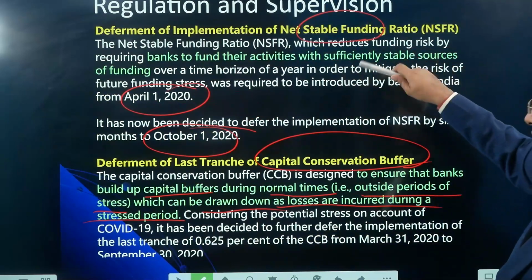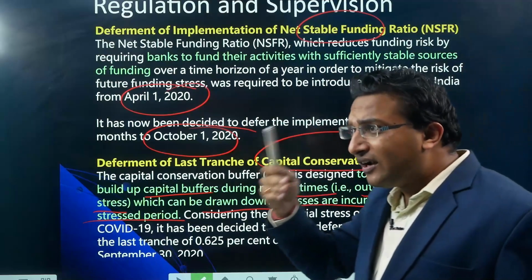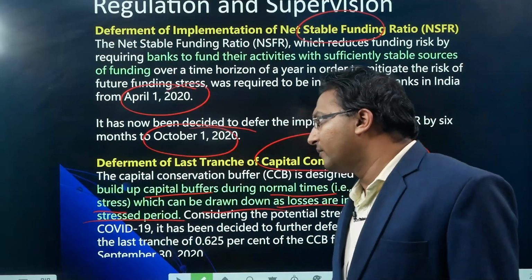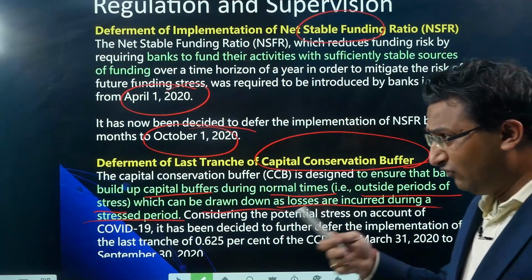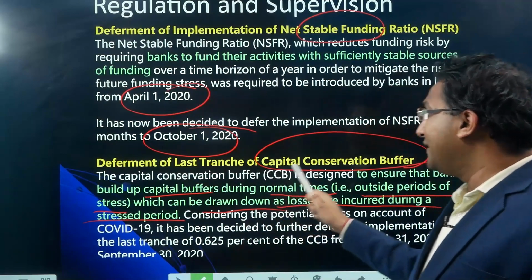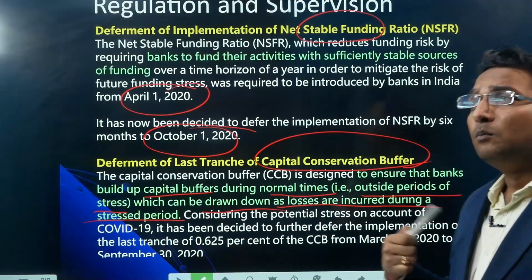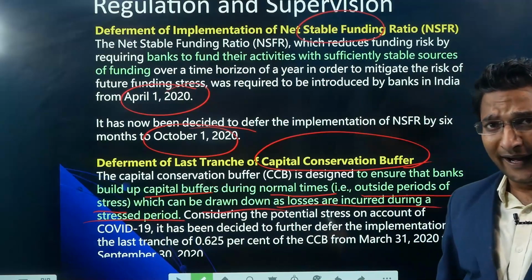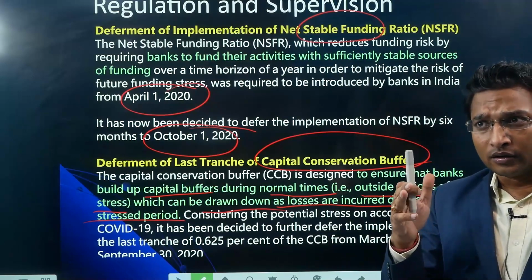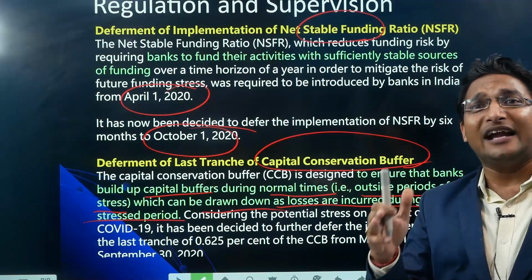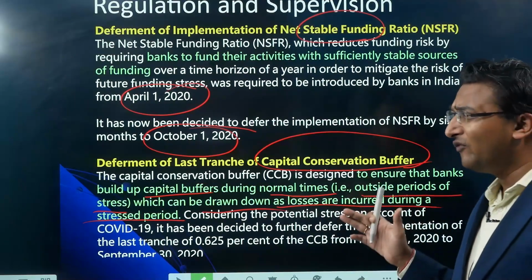Net stable funding. Stable funding means the source of funding which can provide a stable source of funding, like infusion of capital by the bank. Capital conservation buffer, which is part of the Basel norms, is a component of the capital adequacy ratio up to 2.5%.